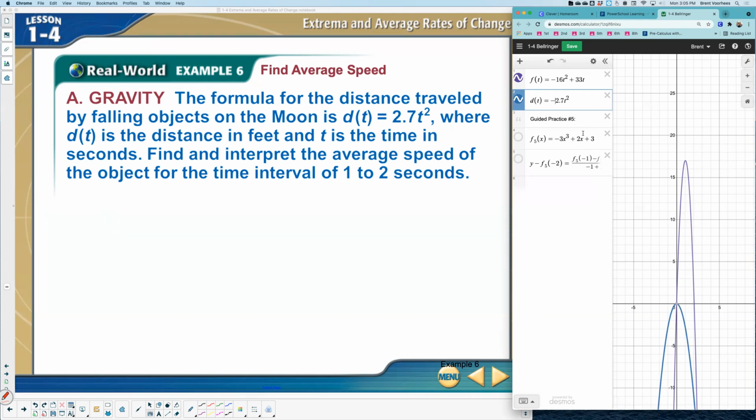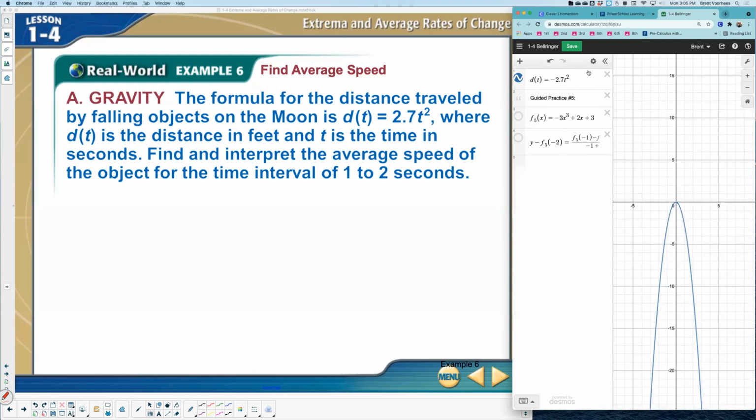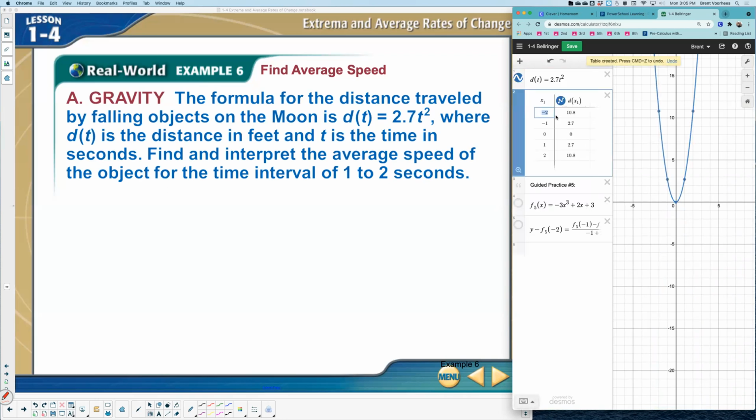And so I'm going to clear this one out so you can see this. And so we want to find out exactly how fast it's falling. Well, it's saying the average speed. So maybe since a speed can't be negative, typically we all use it this way, but I'm going to go to table here and we'll look at the values.